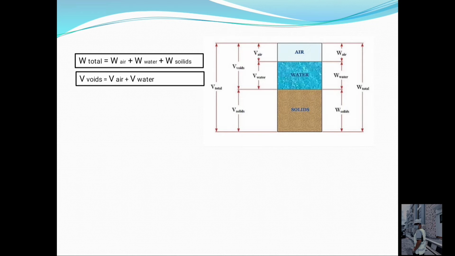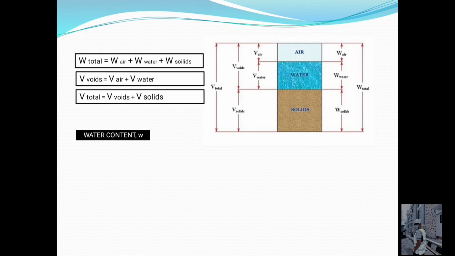Next is the volume of the voids. Volume of the voids is equal to the volume of the air plus the volume of the water. And also we can have the total volume, which is equal to the volume of the voids plus the volume of the solids.